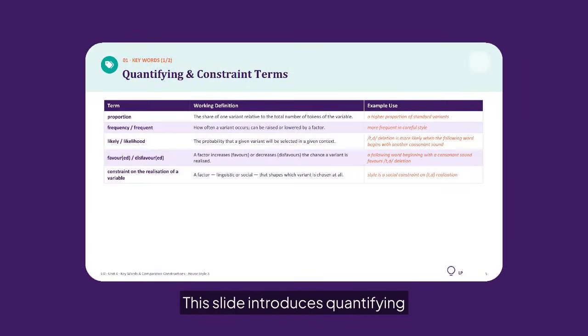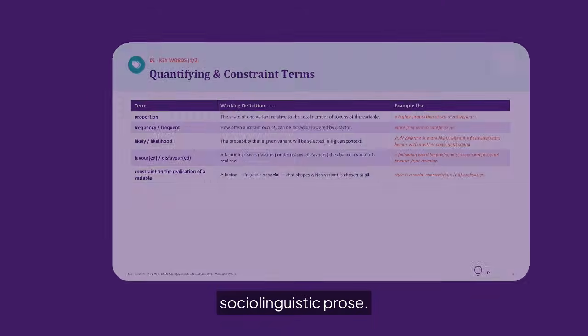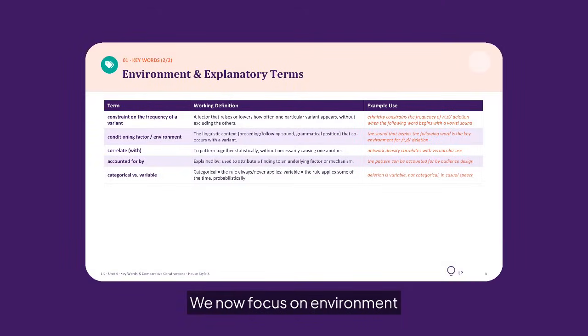This slide introduces quantifying and constraint terms. We define proportion, frequency, and likelihood, and then factors that favor or disfavor a variant or constrain its realization. Note how each term is paired with an example, so you can see how it appears in real sociolinguistic prose.